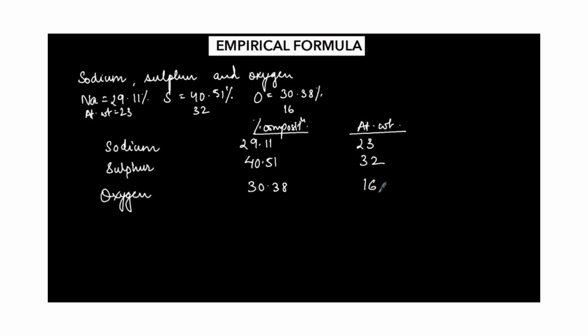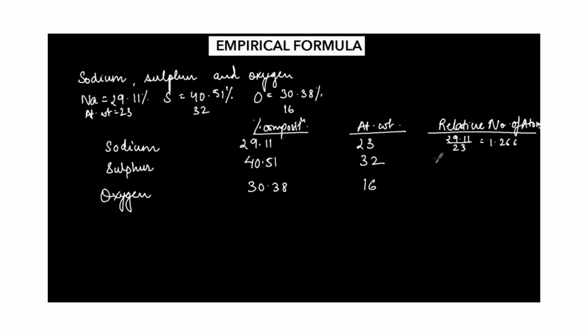Now the next step, you will divide the percentage composition of each element by its atomic weight. The ratio gives the number of atoms of each element or relative number of atoms in the compound. For example, let's see the element sodium. Sodium has percentage composition 29.11 and atomic weight is 23. Now how will you find the relative number of atoms? We will divide the percentage composition of each element by its atomic weight. So you will do 29.11 divided by 23, which is 1.266.